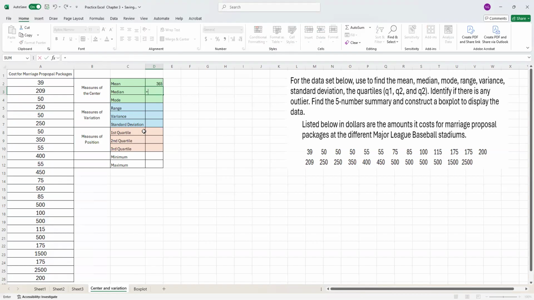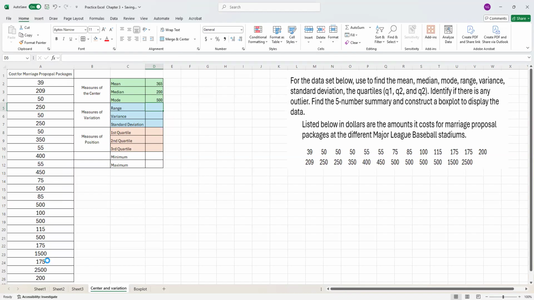If I want to find the median, equal sign, type median, and I put the data range, which is 39 to 200, and close the parentheses. That's it. If I want to find the mode, I do the same: equal sign, mode. I would choose mode single, take all of the data, and that will be the mode. That's the data that is repeated the most.